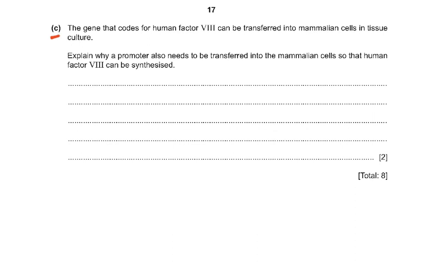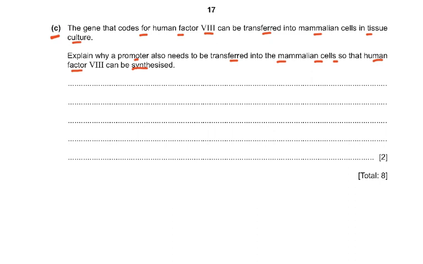Then coming to part C of the question, the gene that codes for human factor VIII can be transferred into mammalian cells in tissue culture. Explain why a promoter also needs to be transferred into the mammalian cell so that human factor VIII can be synthesized. You see, in order to have gene expression, or in order to start transcription, you have to have a promoter, because that is the area which is recognized by the RNA polymerase. So transcription factor can bind to the promoter, so then RNA polymerase can bind to the promoter, and then you produce the correct quantity, or promoter for the marker gene to show the gene transfer is successful.